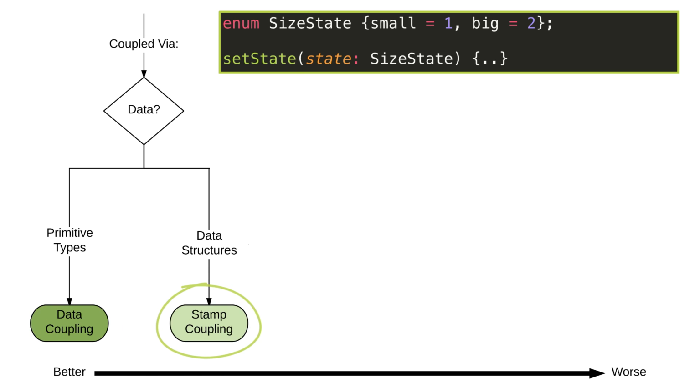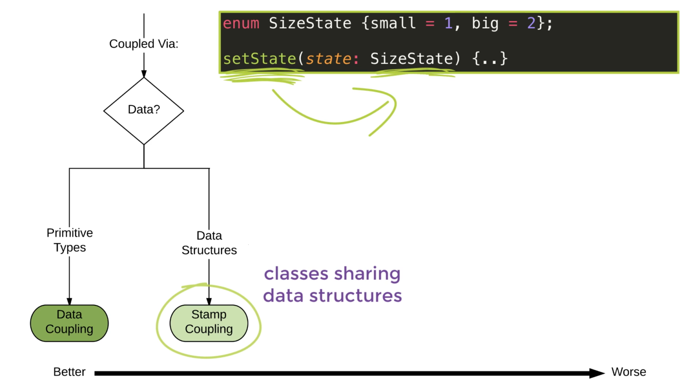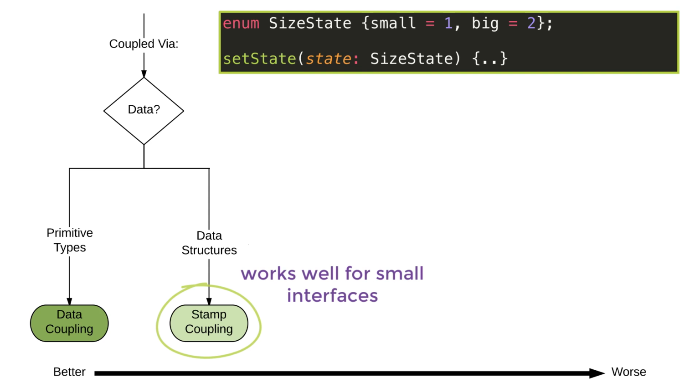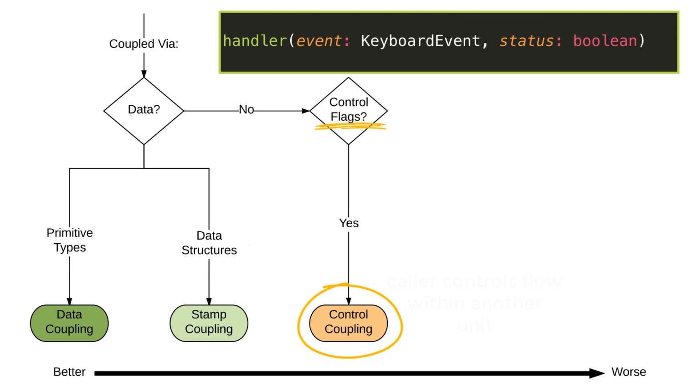Stamp coupling occurs when classes are coupled through data structures and well-defined public types. The example above is from Mario. Here we can see that any invoker of setState also needs to know about the size state enum. This works well when we have small, well-defined interfaces, but is more prone to maintenance work than data coupling because custom-defined types encode more constraints and are much more likely to change due to the diversity of fields that they contain. Control coupling arises when a caller controls the flow of computation within another unit.